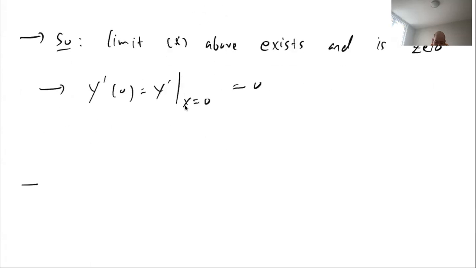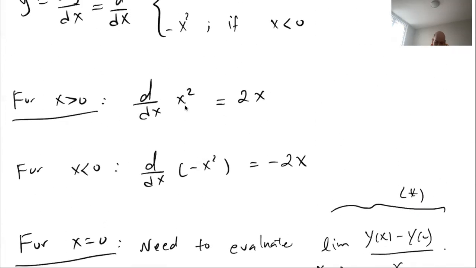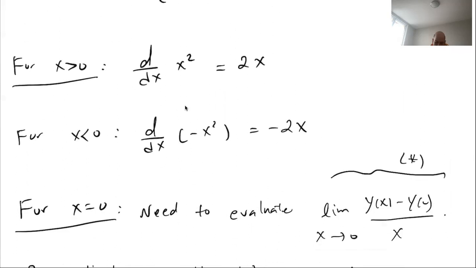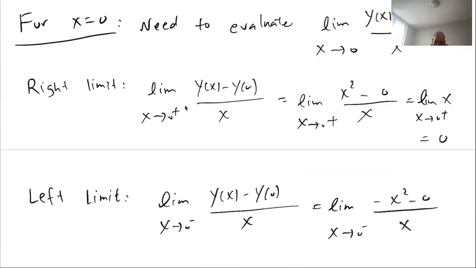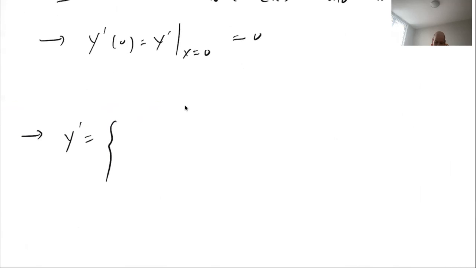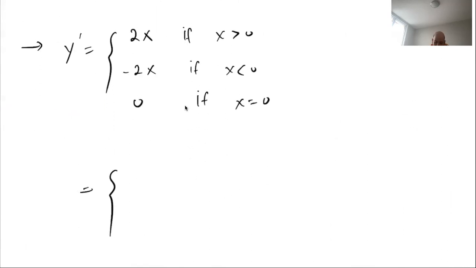This is 0. So we can say that y prime, if x is positive, will be 2x. If x is negative, minus 2x. At 0, it's 0. So y prime equals 2x if x is positive, minus 2x if x is negative, 0 if x is 0. And combining this, we can also write this as 2x if x is bigger than or equal to 0, minus 2x if x is less than 0.